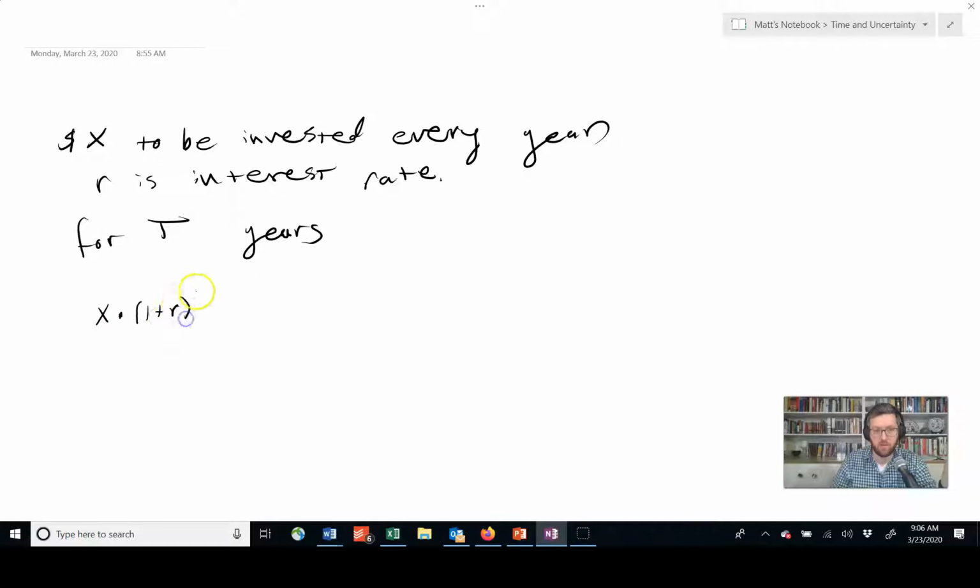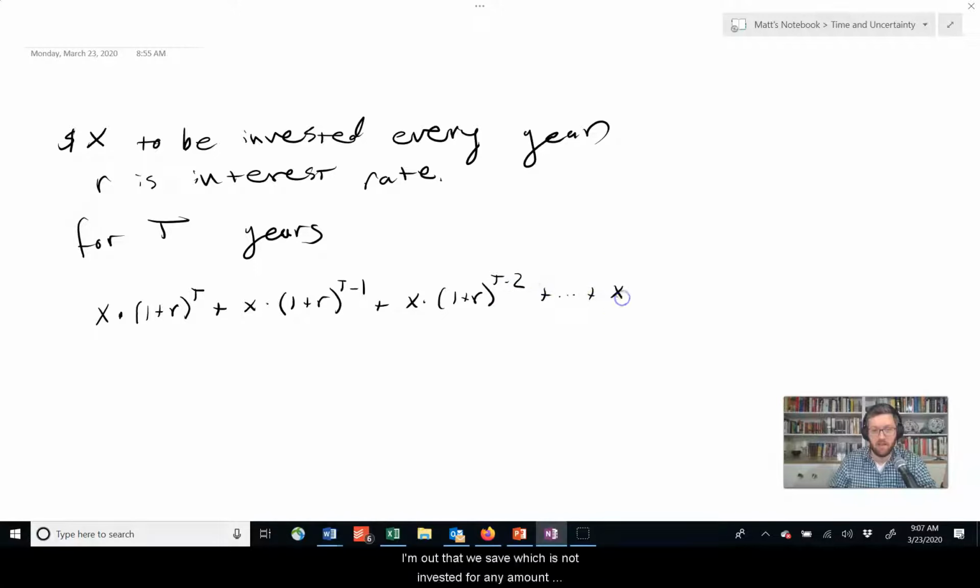So to figure out what it's going to be worth at the end of T years, we multiply it by the interest rate raised to the power of T. Okay? Next year's investment is only going to earn interest for T minus 1 years. So we add to that the value that we're going to get after T minus 1 years for that one. The year after that will be invested for T minus 2 years, and so on all the way down the line until we get to the last amount that we save, which is not invested for any amount of time. It doesn't earn interest. Okay?